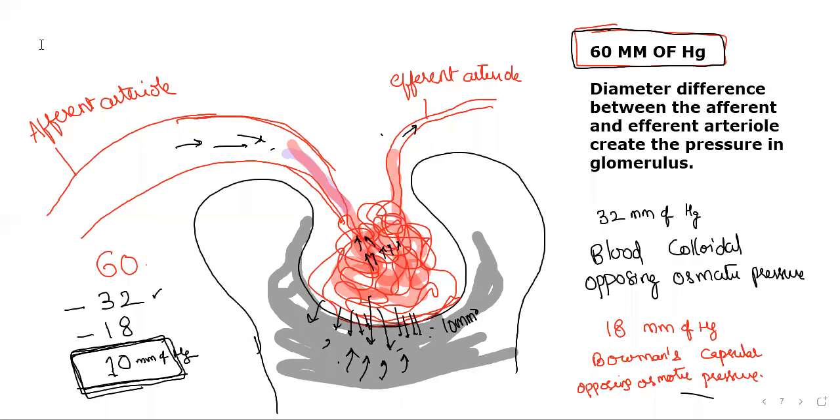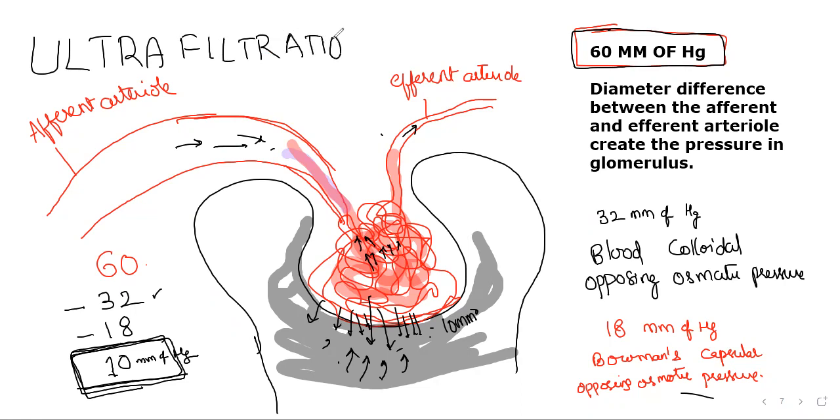Now let us name the topic. Ultrafiltration. This is called ultrafiltration. Just remember 32, 18, 60. Calculations are not permanent, there may be a little variation in between, but definitely we need a net pressure of 10 mm of Hg. Net amount of pressure is required. With that net amount of pressure, filtration occurs.